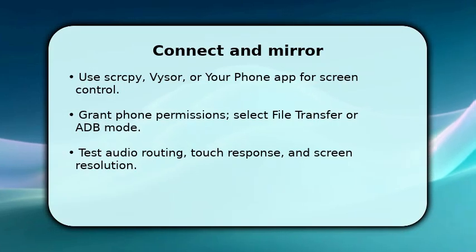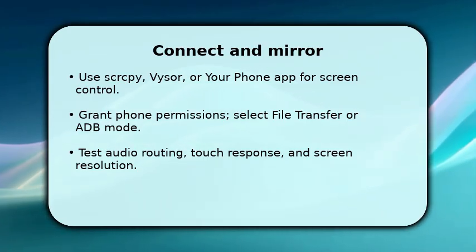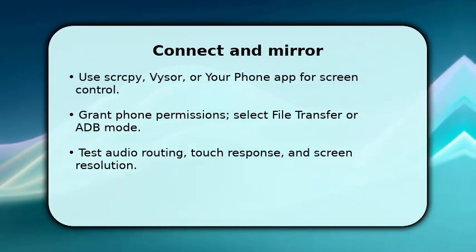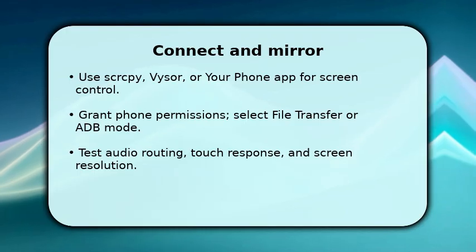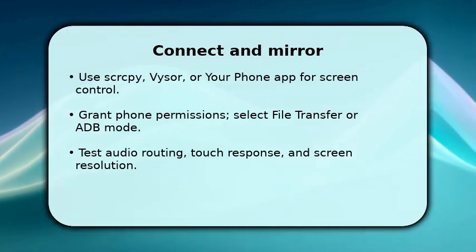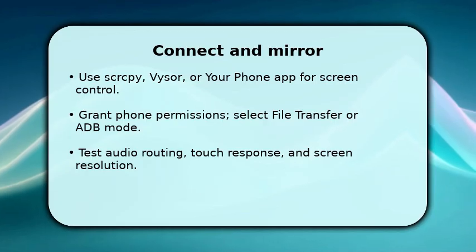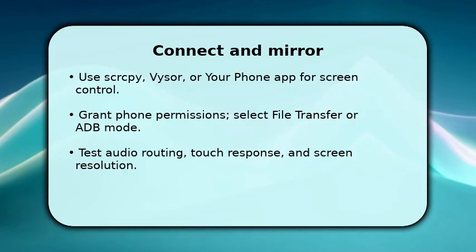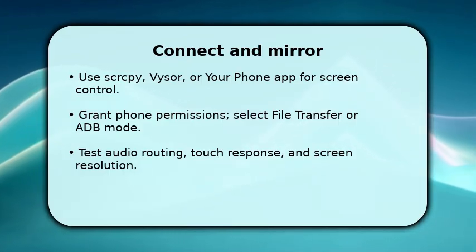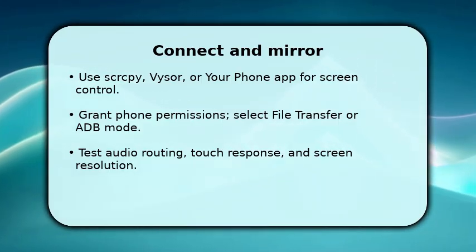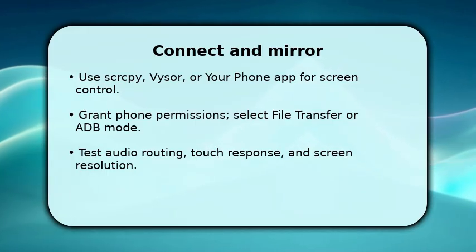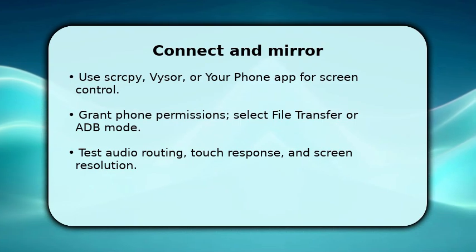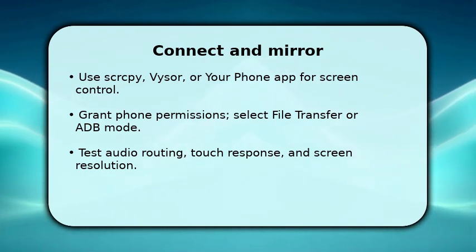Once connected, open your chosen tool, SCRCPY for low latency free control, Vysor for a GUI, or your phone's app for integrated sync, and grant the phone permission prompt immediately. Make sure the phone is in the correct USB mode, file transfer for media or ADB for full input control. Adjust resolution and bitrate in the app settings to balance performance and quality, and verify touch input and audio forwarding so you can interact naturally from the laptop.